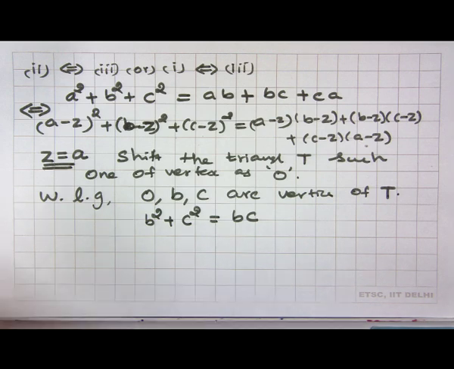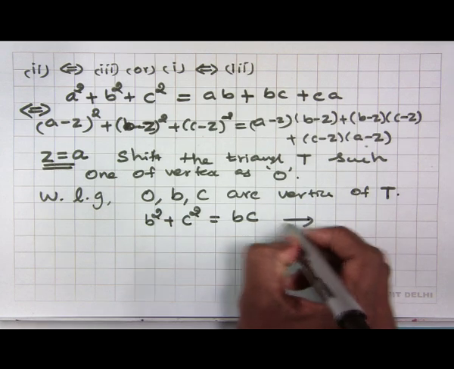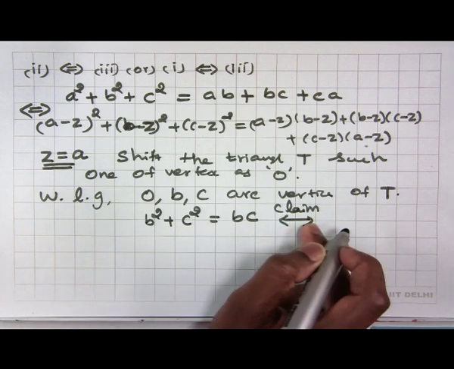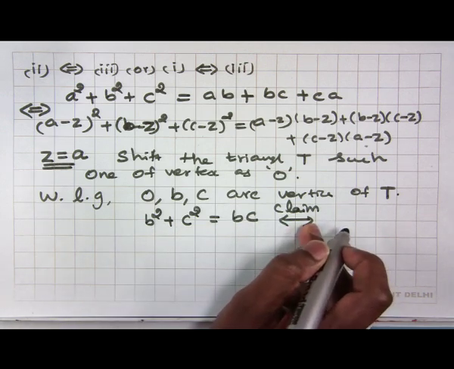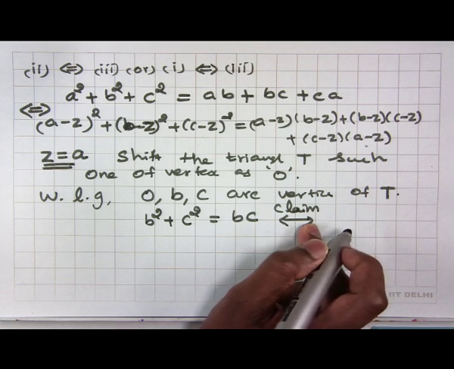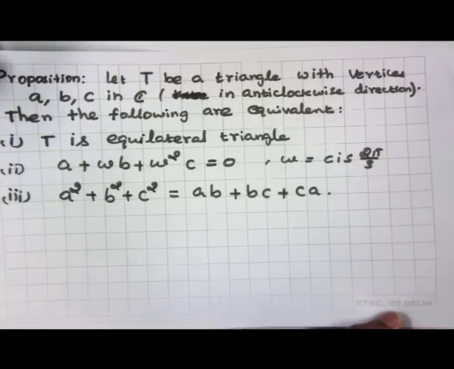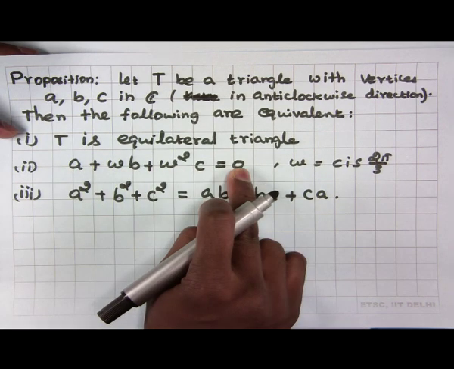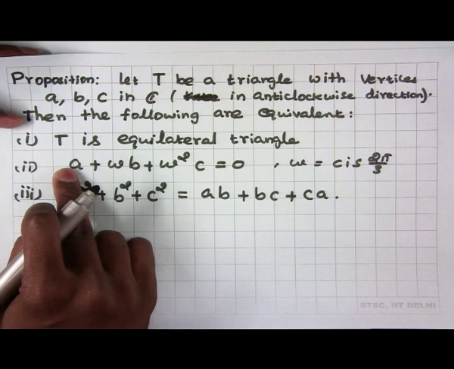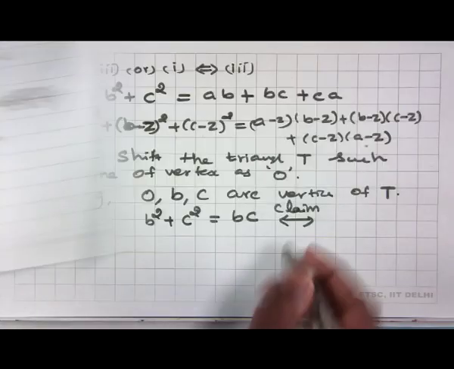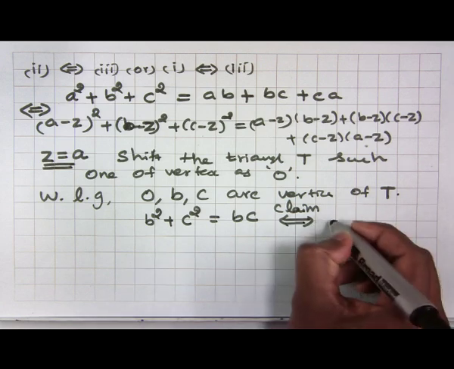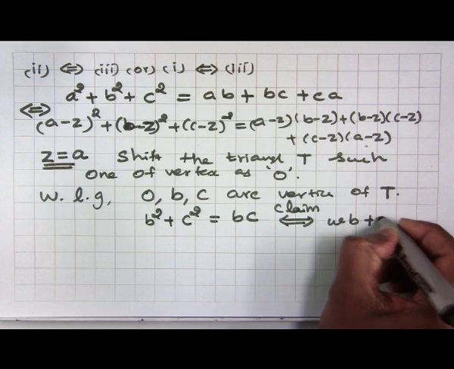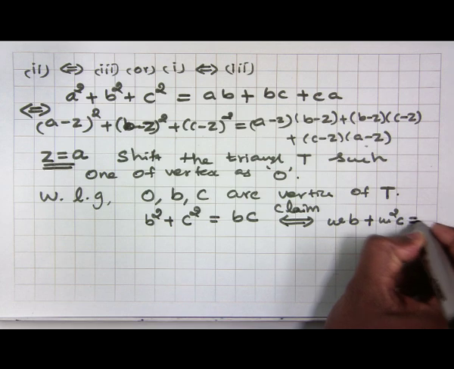Now, what is the claim we would like to make? The claim is that this is equivalent to satisfying the condition 2. Let me recall what condition 2 is. If the vertices are A, B, C, then this equation is satisfied. Now, our vertex A is 0, so we reduce to the equation, which is equivalent to saying that omega times B plus omega square C must be equal to 0.